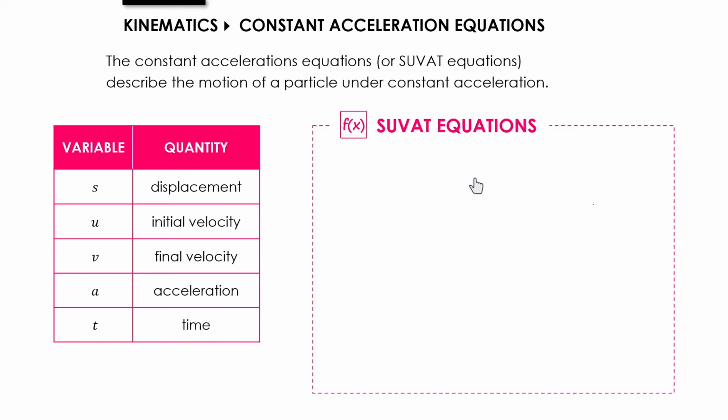And so there are 5 equations that we need to know, the first 2 of which are V equals U plus AT and S equals a half (U plus V)T.